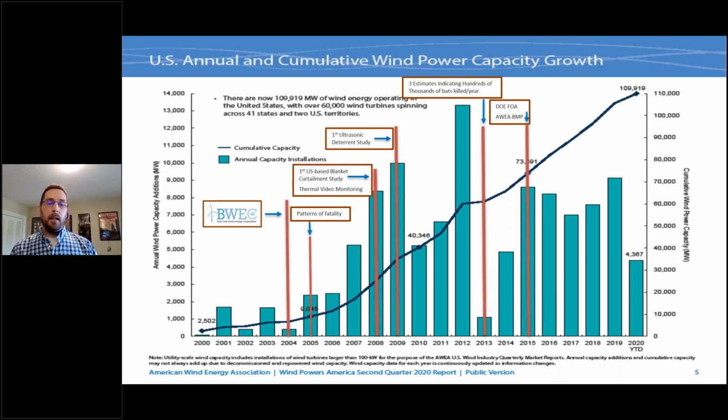In 2015, the Department of Energy kind of reinvigorated the investigations of using deterrent technologies for reducing bat fatalities through a funding opportunity announcement. There had been a bit of a lag since that first study that I pointed out that started in 2009. Also, the American Wind Energy Association announced their best management practice, which calls for the feathering of wind turbine blades up to the manufacturer's cut-in speed.